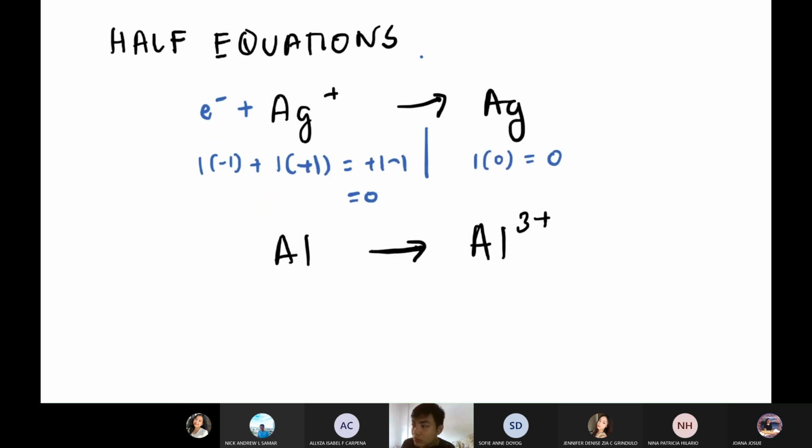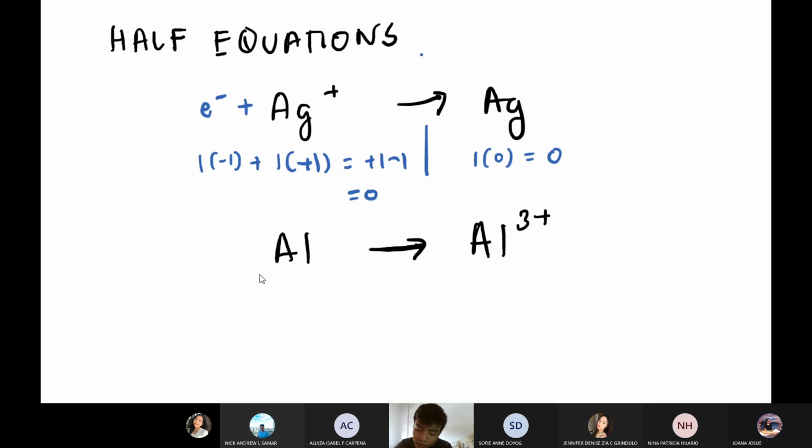How about this one, aluminum? This one, coefficient times the charge, 0 on the left side. The right side, coefficient times the charge, positive 3. Now, I have 3 charge on the right side. I mean, 3 yung charge ko dito. 0 yung charge ko dito. So, I should add electrons to the side with the highest charge, which is positive 3. Ito yung mas mataas yung charge, positive 3. So, ilang electrons to make this 0? 3.